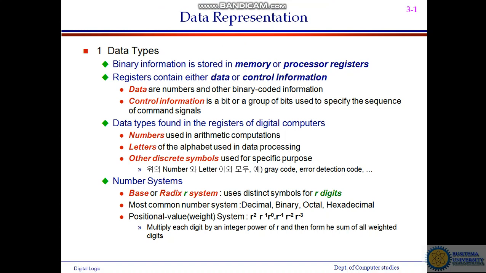So in data types, we have very many ways of representing data, as we talked about in the previous lecture that was introducing us to logic. Here we see that binary information is stored in memory or processor registers. In these computers, the data that is processed is stored in a given type. So registers contain either data or control information.